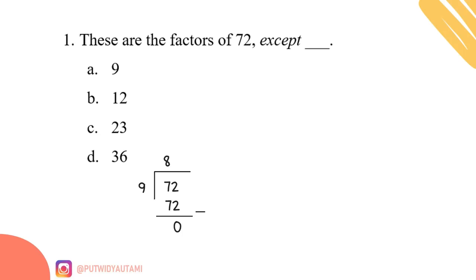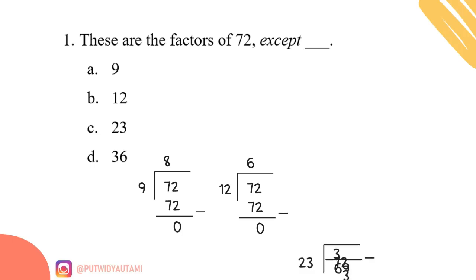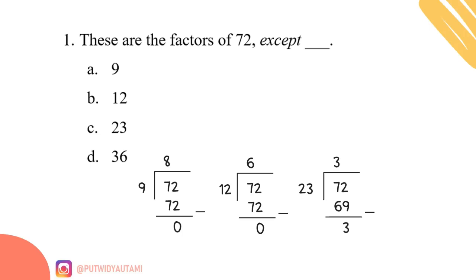Now, let's check 72 divided by 12. We get 6 and has no remainder. So, 12 is a factor of 72. Then we can divide 72 by 23. We get 3 and it gives us 3 remainders. Next, the last one, 72 divided by 36. We get 2 and it has no remainder. So, the answer is 23.